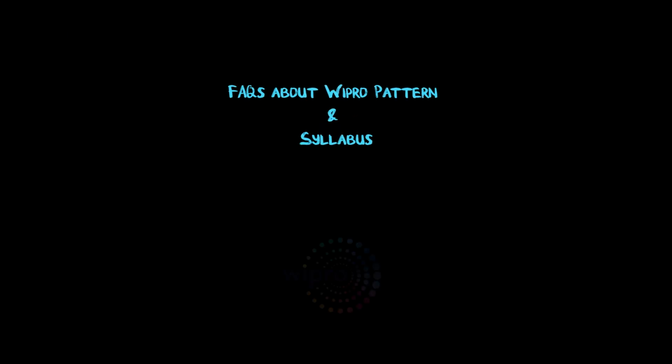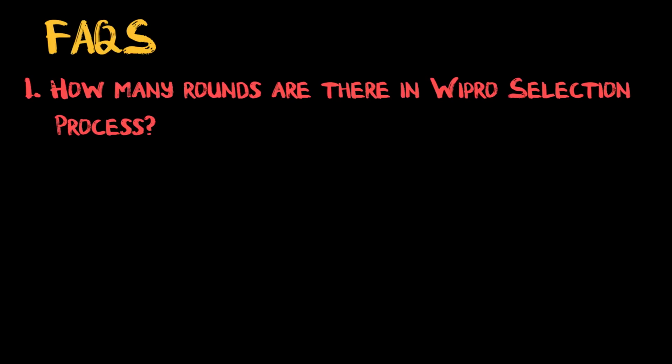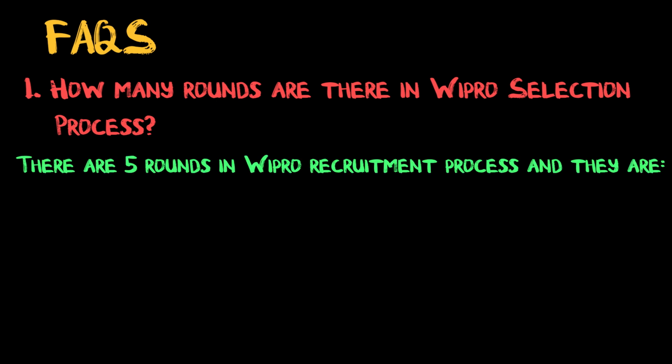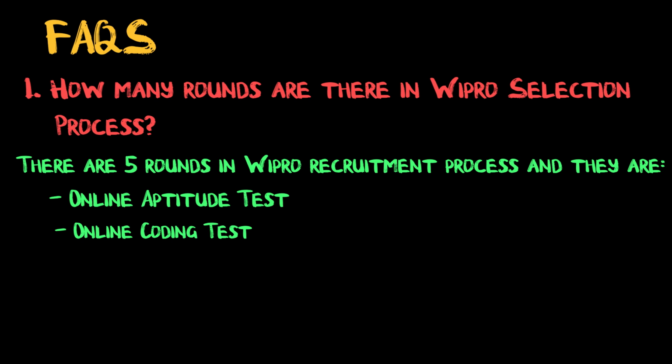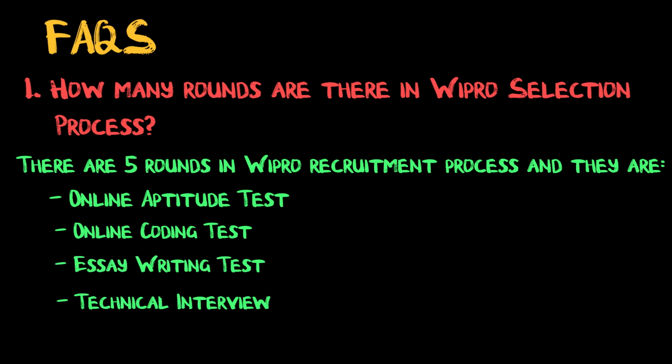So before ending this video, let's talk about some FAQ about Wipro pattern and syllabus. So the first question is, how many rounds are there in the Wipro selection process? So we have 5 rounds in Wipro recruitment process and they are online aptitude test, online coding test, essay writing test, technical interview and HR interview.